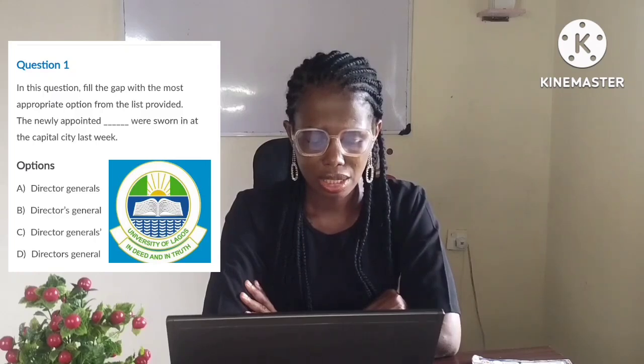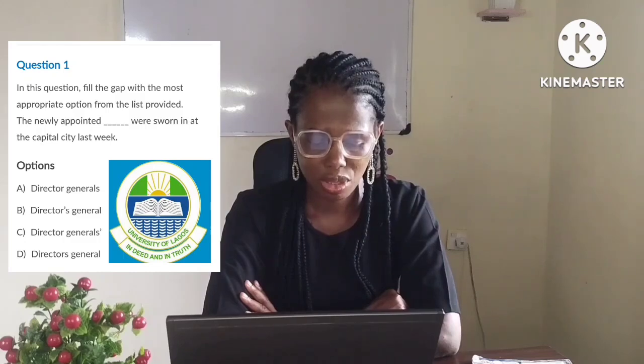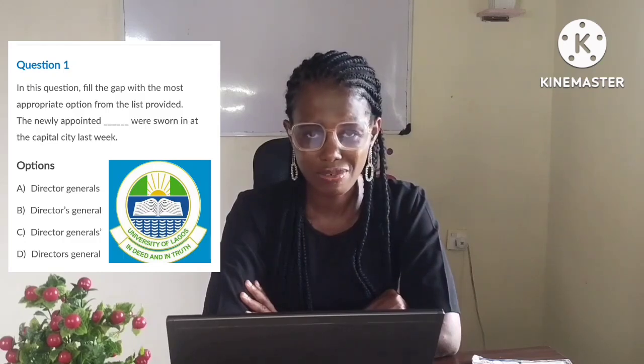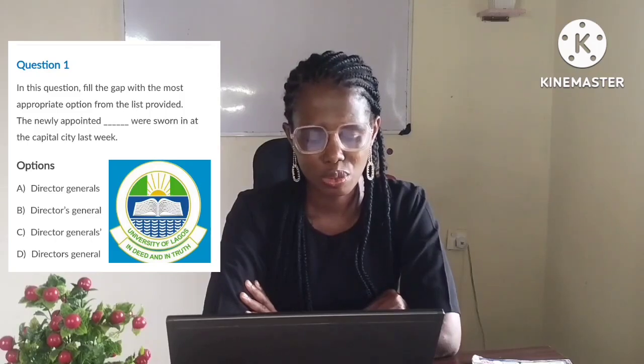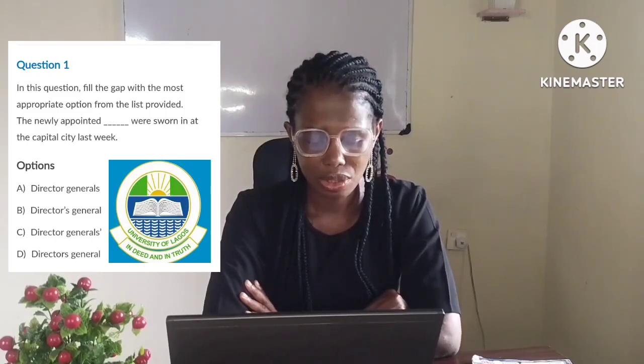Now option A, director generals, is incorrect. B is possessive, so it's incorrect. We have the possessive apostrophe, and apostrophes have to do with possession, owning something, so it's incorrect. Option C, director generals, is incorrect. Option D, we have directors general. So option D is the correct answer, like I said earlier. I hope you understood this explanation.